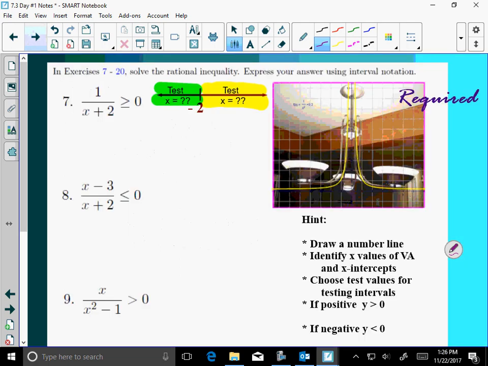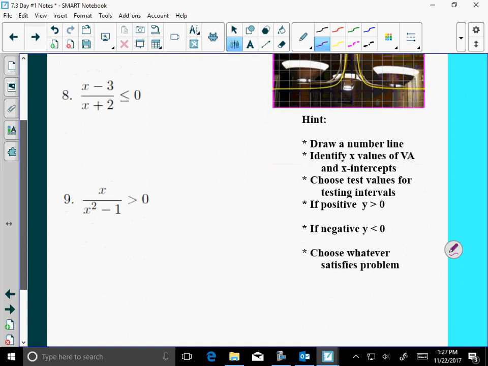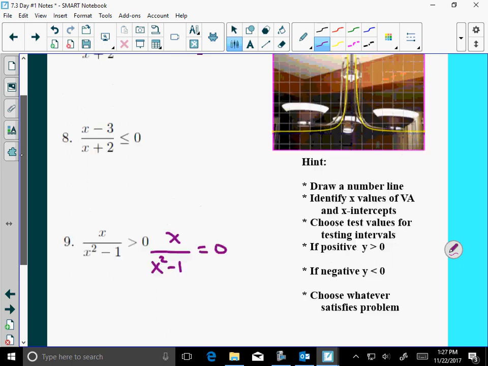What if I did this to you? What if I threw an inequality in there? It's the same thing, except now all you're going to do is test around the values where it equals 0, and then you test between those values. So, for example, where would this thing be equal to 0? Let's find where it equals 0.